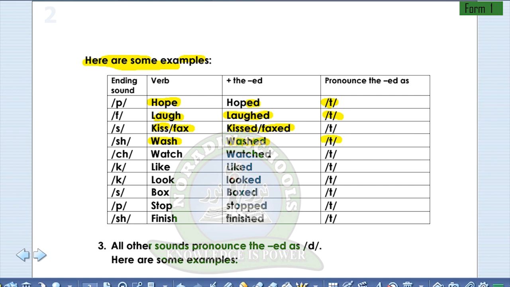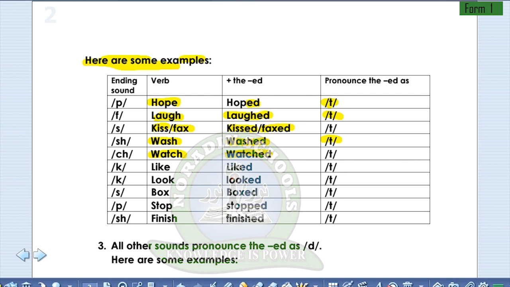Wash, washed, not "wash it." It should be pronounced as washed. The fifth one is watch. The word watch has a cha sound at the end, so it should be pronounced as watched, not "watch it."